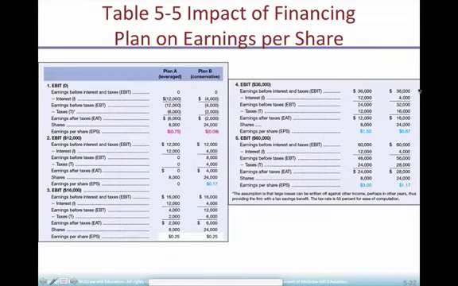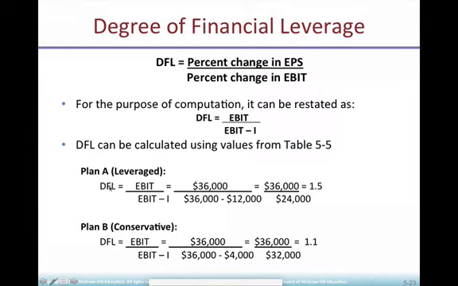You see, for this level of earnings before interest and taxes, the one that's more aggressive borrows more money, pays more in interest. The other one only pays $4,000. But the earnings before interest and taxes are the same. And this is what we use here: the same earnings before interest and taxes divided by earnings before interest and taxes minus higher interest. The financial leverage is going to be 1.5.